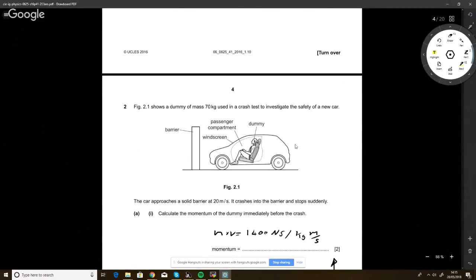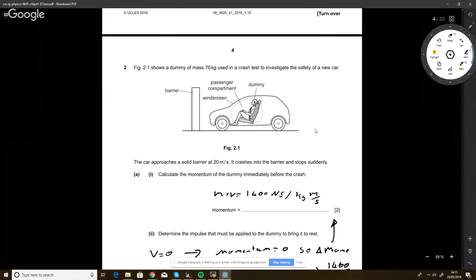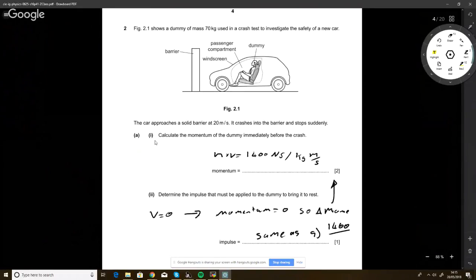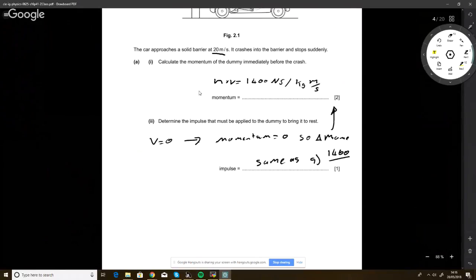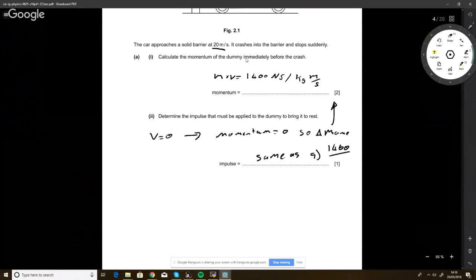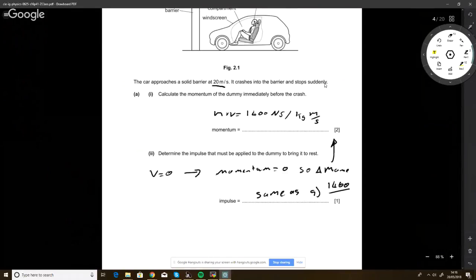All right. Okay, figure 2 shows a dummy of mass 70 kilograms used in a crash test to investigate the safety of a new car. The car approaches the solid barrier at 20 meters per second. Let's always underline our important bits of data. It crashes into the barrier and stops suddenly. Calculate the momentum of the dummy immediately before the crash.